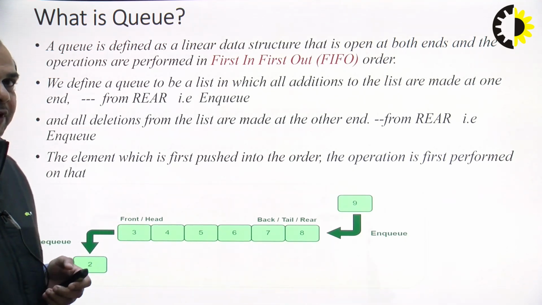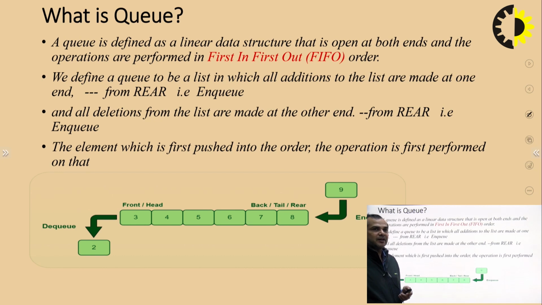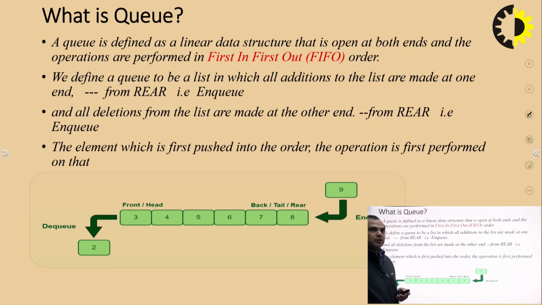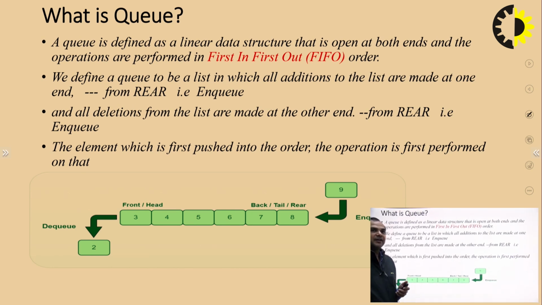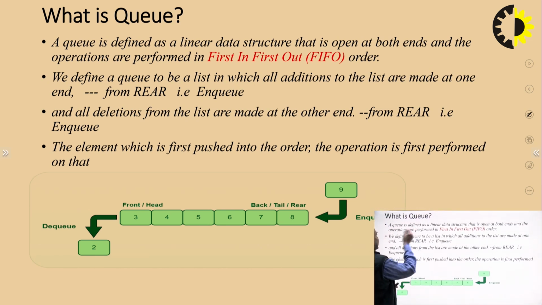So firstly, what is a queue? As we discussed before, we started with the stack and its applications, and where we use the stack. Another linear data structure is the queue. In a stack we insert or delete an element only at one end, but if we insert and delete elements at both ends, that is known as a queue.